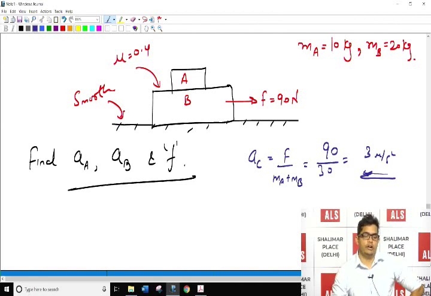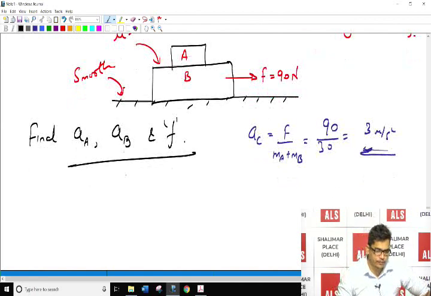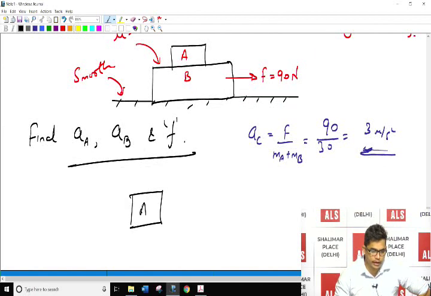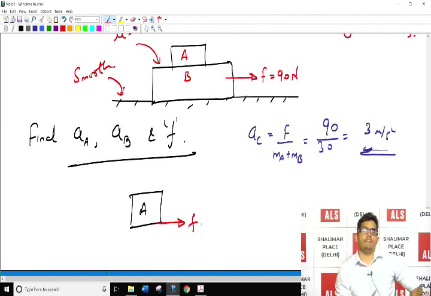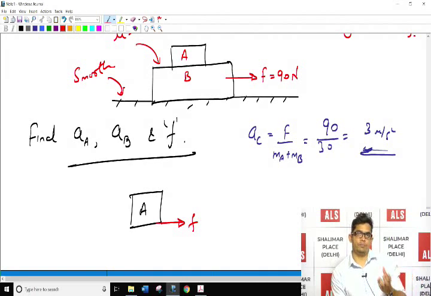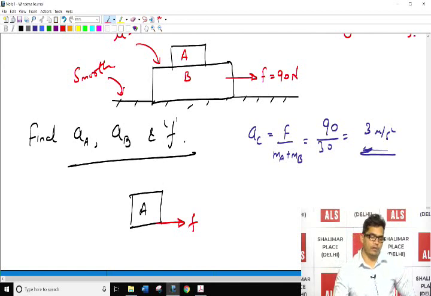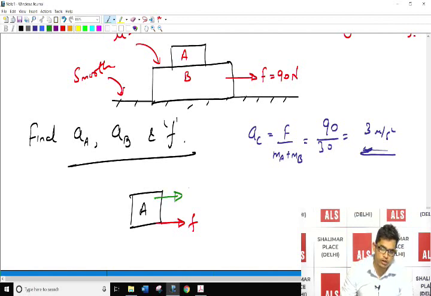So look at the upper block A. Block A has friction acting in the forward direction. On A, friction will act in the forward direction because it is the lower block which is trying to move. So the force B will apply on A will be in the forward direction, and on B it will be in the backward direction. So on A it will be in the forward direction, and it must produce an acceleration of 3 meter per second square.